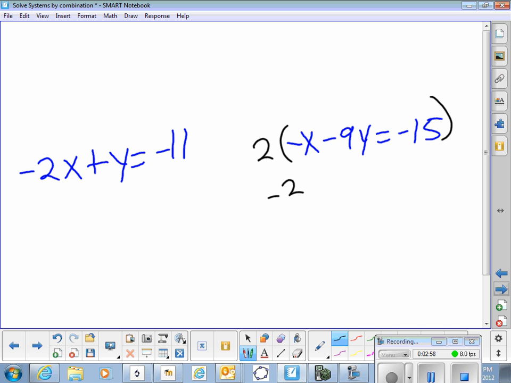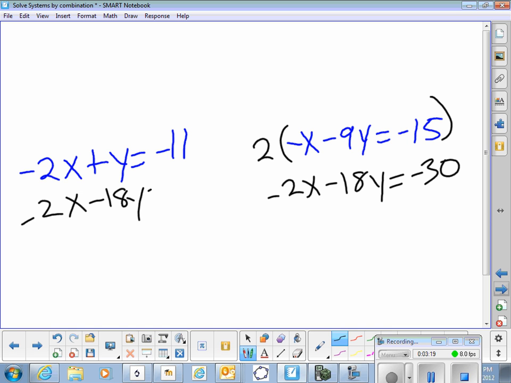So that would be negative 2x, that would be negative 18y, that would be negative 30. Whoops, where's my equals? Equals negative 30. So let's combine those two equations. Negative 2x minus 18y equals negative 30. Let's subtract so that we can get that. So if I subtract a negative 2, that's the same as adding 2.